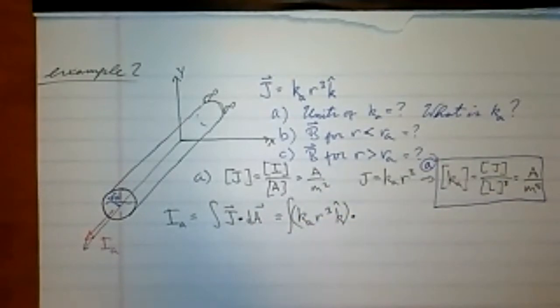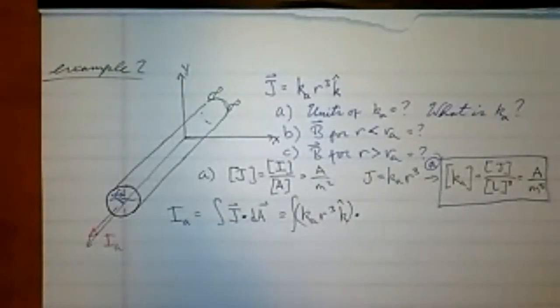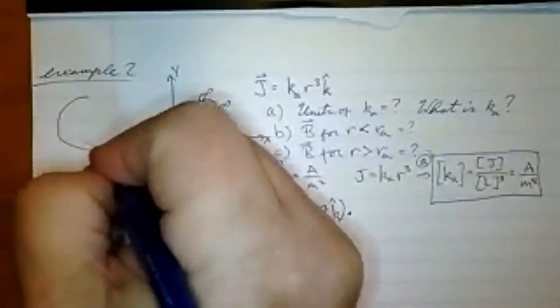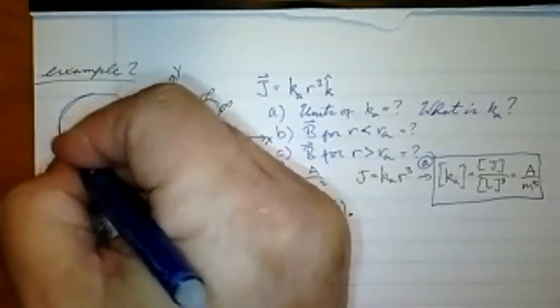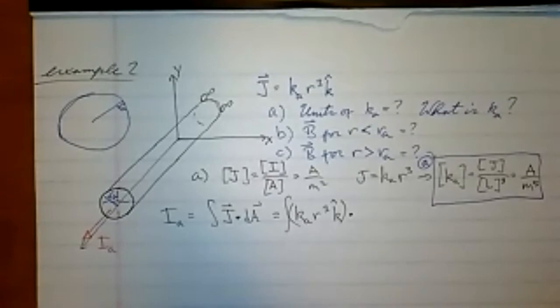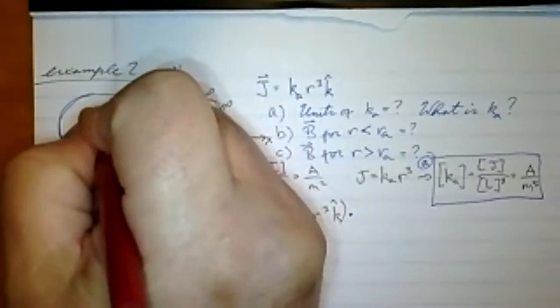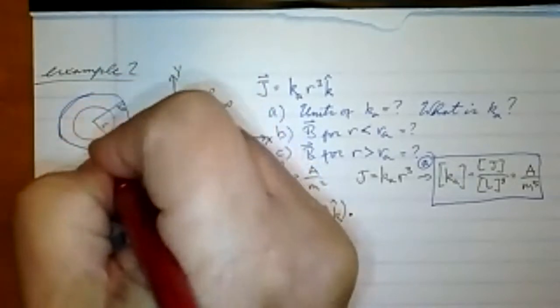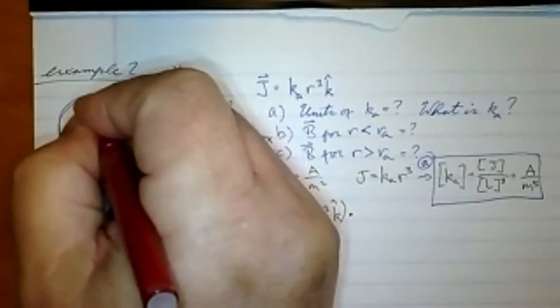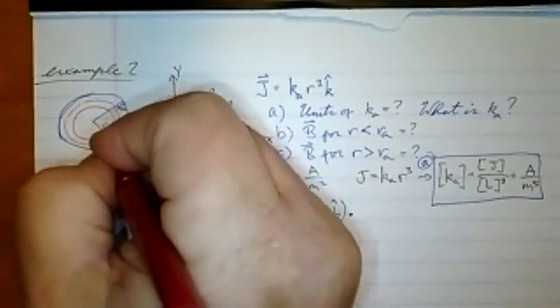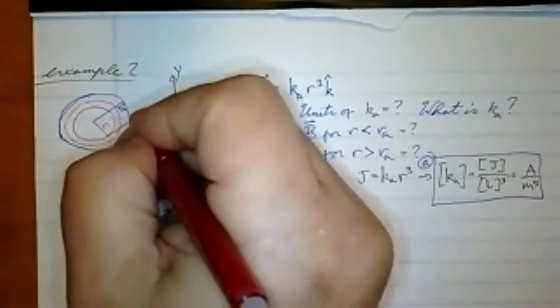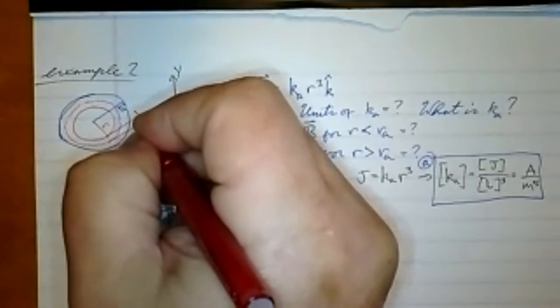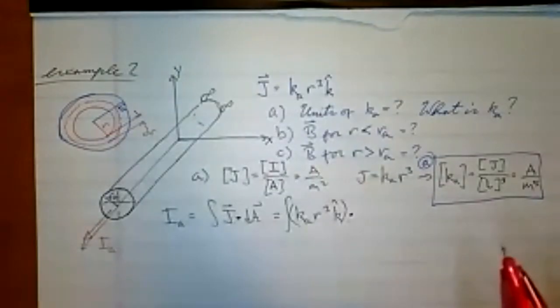Well, it's kind of hard to show on this, so I'll look at just the end, say, of the wire. A little bigger, maybe. So that's supposed to be a circle. That's RA. What I'm going to do is I'm going to actually consider a circle of radius R that makes a washer whose thickness is dr. So this distance right here is dr.